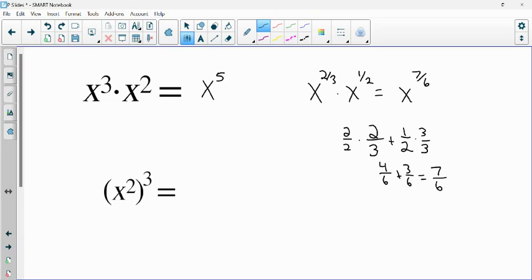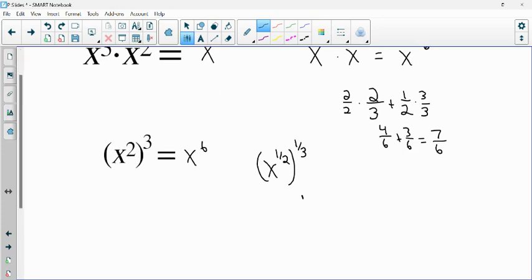Similarly with x to the second to the third, what am I doing with those exponents? Multiply them, so x to the 6th. However, if I have x to the 1/2 to the 1/3, now I just have to remember how to multiply fractions. So now I'm doing 1/2 times 1/3.